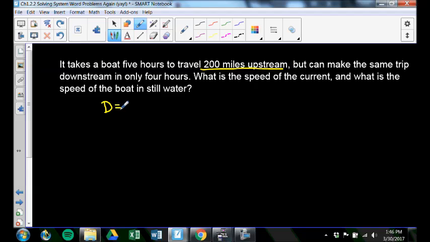So we're still doing distance equals rate times time, and there's still going to be two scenarios. There's going to be an upstream scenario and a downstream scenario.